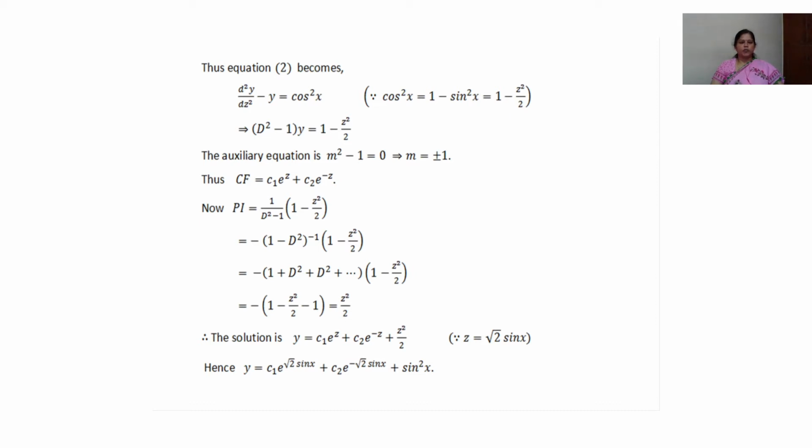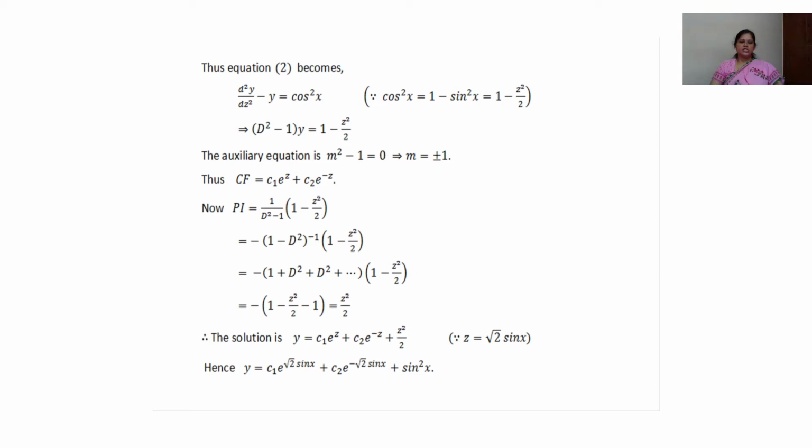So here in the denominator we have D squared minus 1. That's why we are taking minus common outside. So D squared minus 1 becomes minus of 1 minus D squared. Bring it to the numerator, and we get minus of 1 minus D squared whole to the power minus 1 into 1 minus z squared by 2. So we are expanding the binomial expansion. 1 minus x whole to the power minus 1 expansion is 1 plus x plus x squared, etc. In the place of x we have D squared. That's why minus of 1 plus D squared plus D to the power 4 plus etc., into 1 minus z squared by 2.